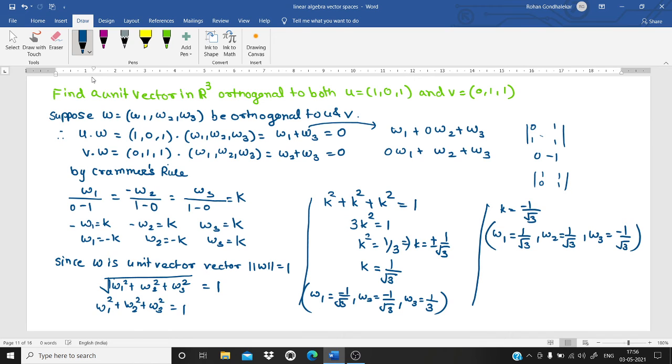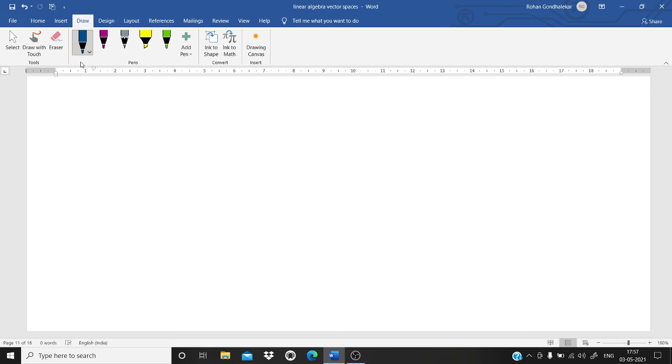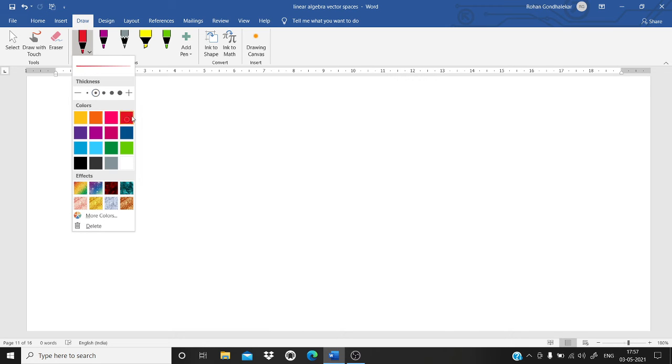Both are the possibilities. Are you clear with that? So either your w vector is this or this one. So this is how one can calculate a unit vector in R3 which is orthogonal to both the given vectors. In some previous examinations, it has been observed that this type of question is asked. Now come to the next point, that is projection vectors.